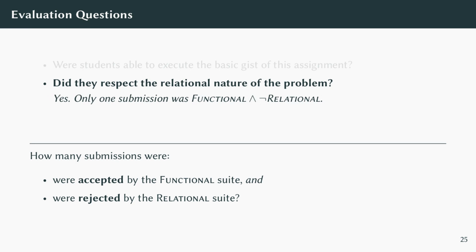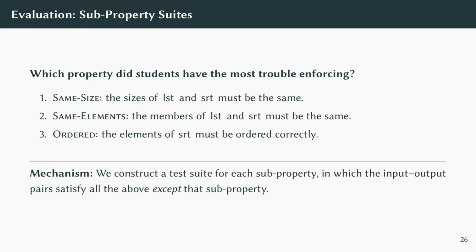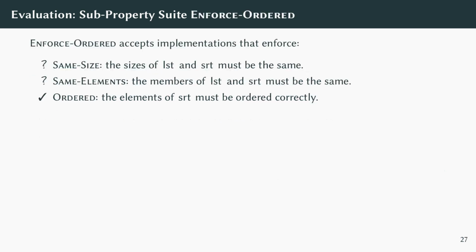We use a similar technique to answer our final question. Which properties did students have the most trouble enforcing? For this, we'll make a distinct test suite for each subproperty that checks whether that specific subproperty is being enforced. These suites do that by supplying input-output combos where every property is satisfied except one. For instance, the enforced ordered suite doesn't care whether an isValid enforces that the input and output are the same size. It doesn't care whether they have the same elements, but it will reject any isValid that doesn't produce false for an output that isn't ordered.